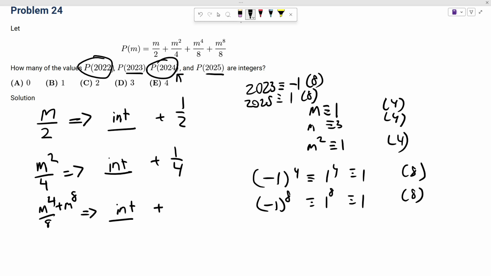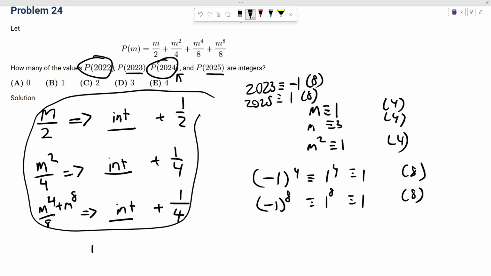If m to the 4th power and m to the 8th power are both 1 over a multiple of 8, then this sum is 2 over a multiple of 8, which is going to be equal to an integer plus a fourth. And now you note that if we add everything together, these three integers add up to an integer, and 1/2, 1/4, and 1/4 add up to 1, which means that it's also an integer for both 2023 and 2025. So it works for all of them, so our answer is 4.